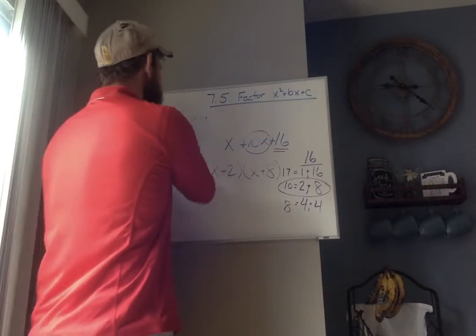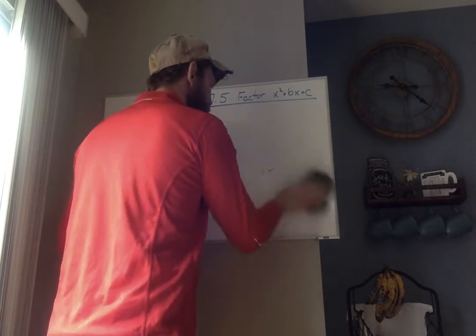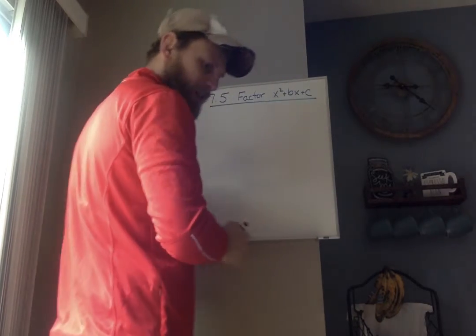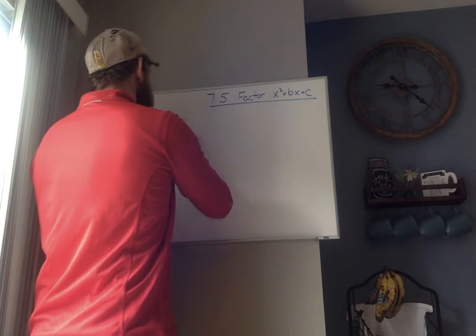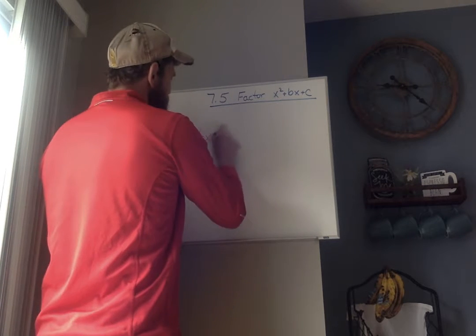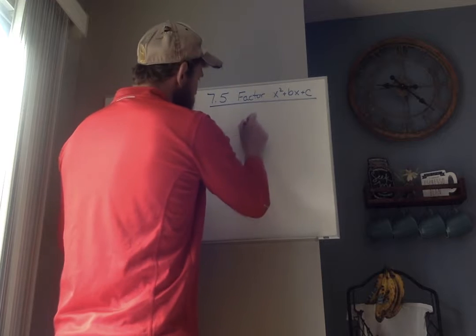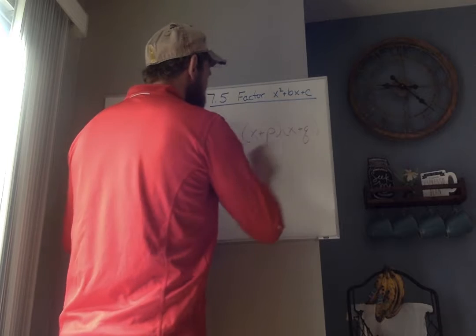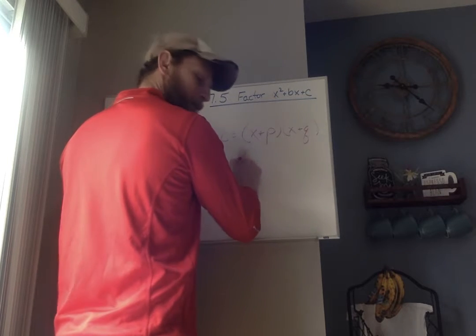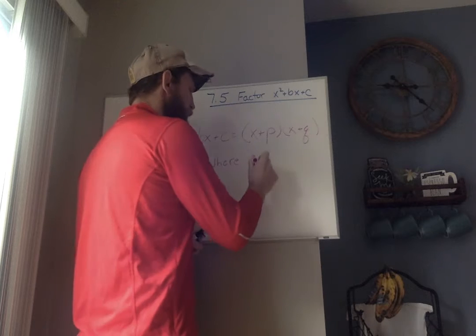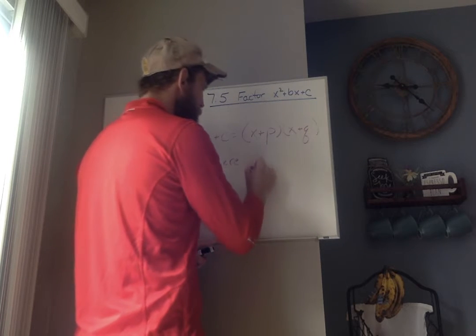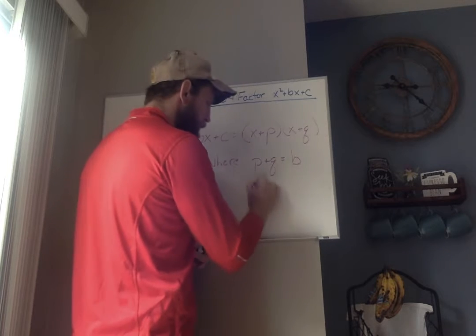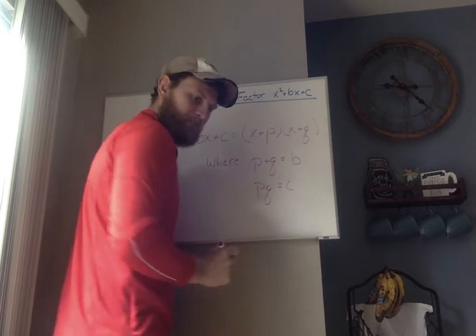All right, so let's fill in our little note box right there. Okay, so our notes are x squared plus bx plus c equals x plus p times x plus q, where p plus q equals b, and p times q equals c, okay?